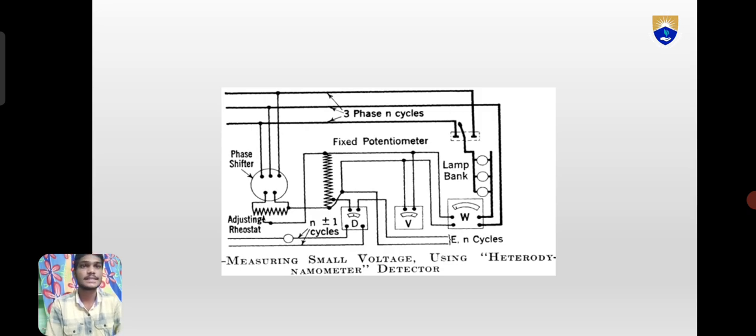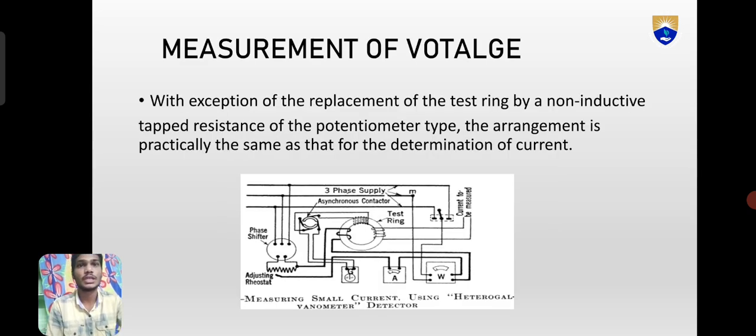Phase three cycle. Measurement of small voltage using the detector. Measurement of voltage with the displacement of the testing ring by the non-inductive tapped resistance of the potentiometer type. The arrangement is practically the same as that for the determination of current.